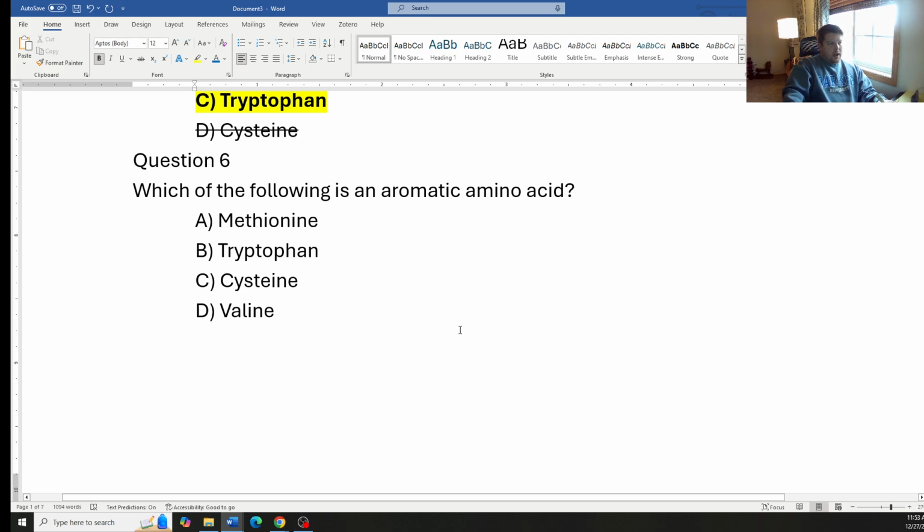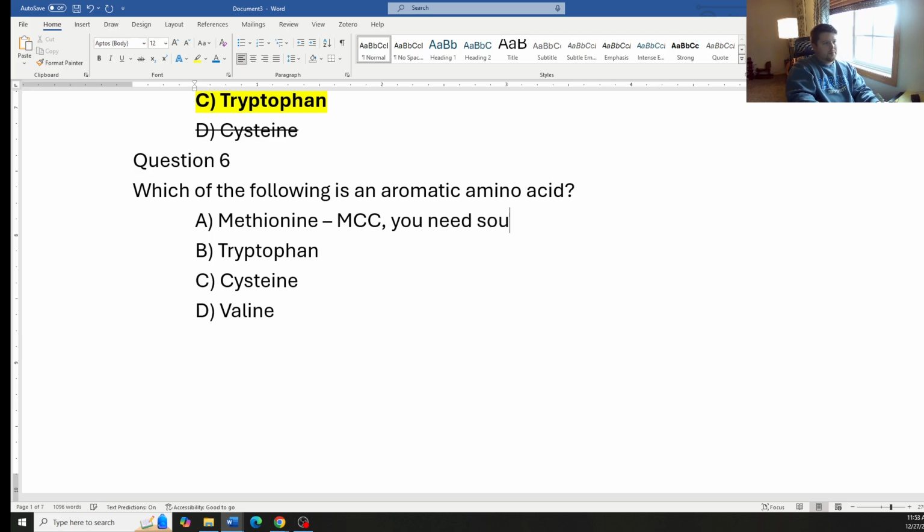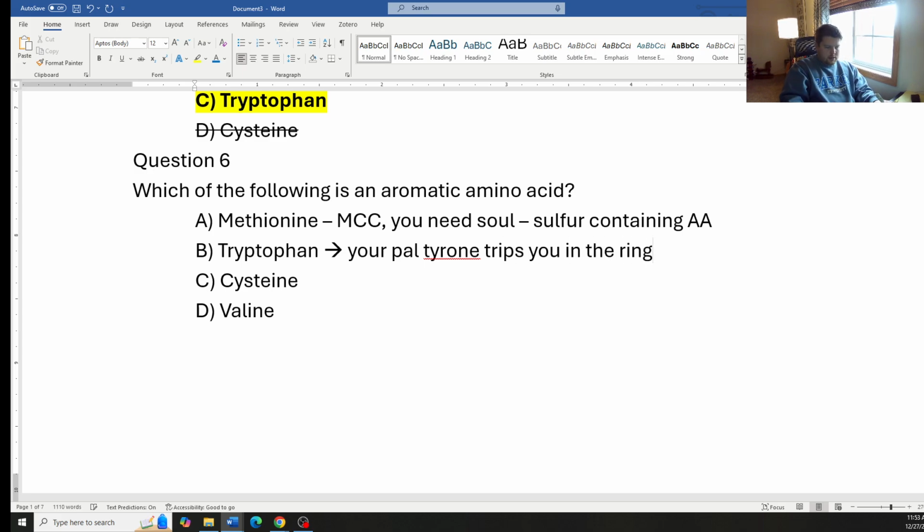Which of the following is an aromatic amino acid? Methionine, tryptophan, cysteine, and valine. Let's go through each of these. Methionine. What type of amino acid is methionine? These are mnemonics, our MCC. You need sol. This is our sulfur-containing amino acid. Tryptophan, your pal Tyrone, trips you in the ring. This is going to be our correct answer.